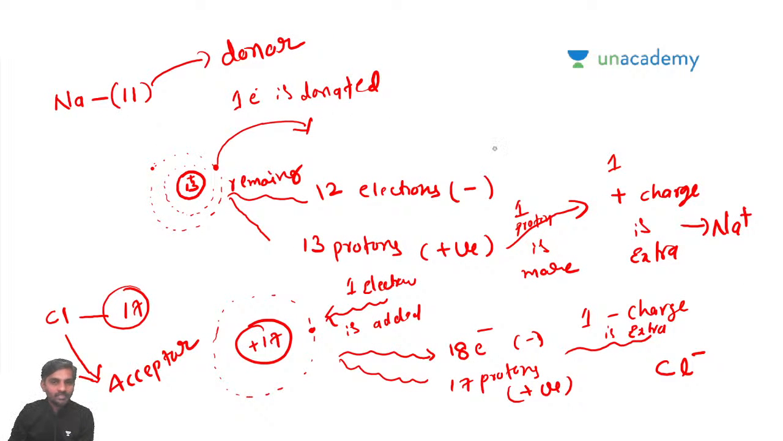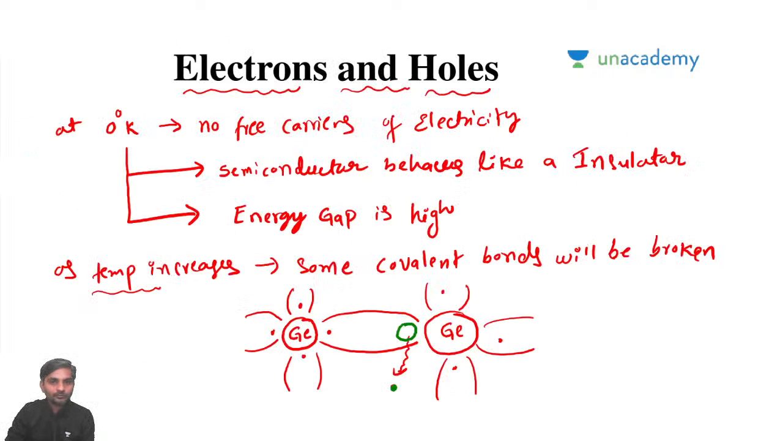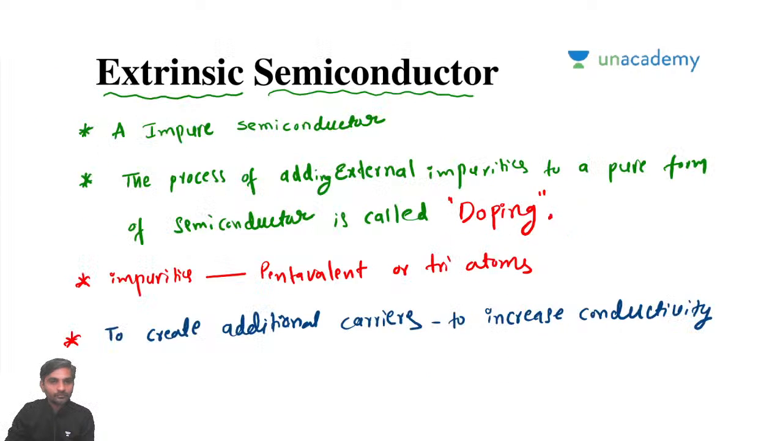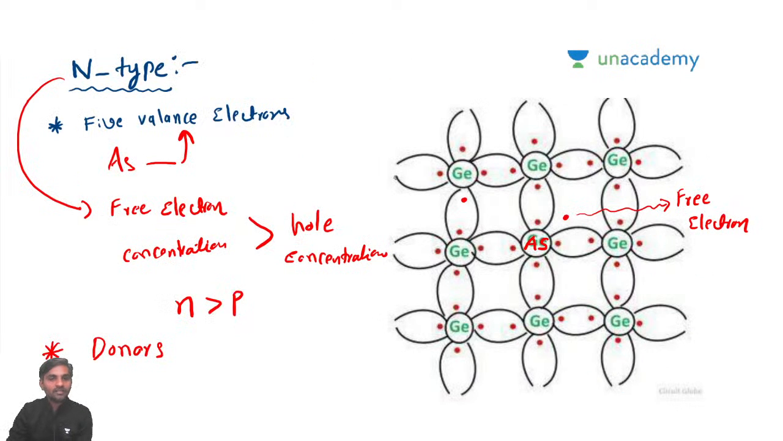It is represented with positive atoms. So this Na has become Na plus by donating one electron. Whereas Cl accepted one electron and has become Cl minus. So here, this arsenic is called a donor, right? Which is very important.